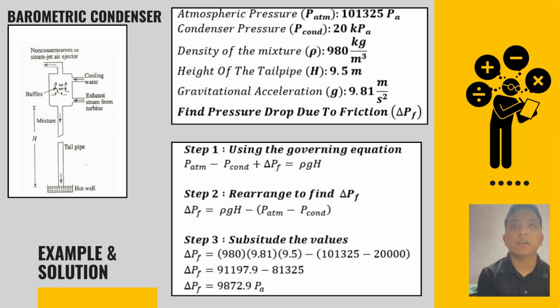So next, we look at the barometric condenser. For this example for barometric condenser, we need to find the pressure drop due to friction.